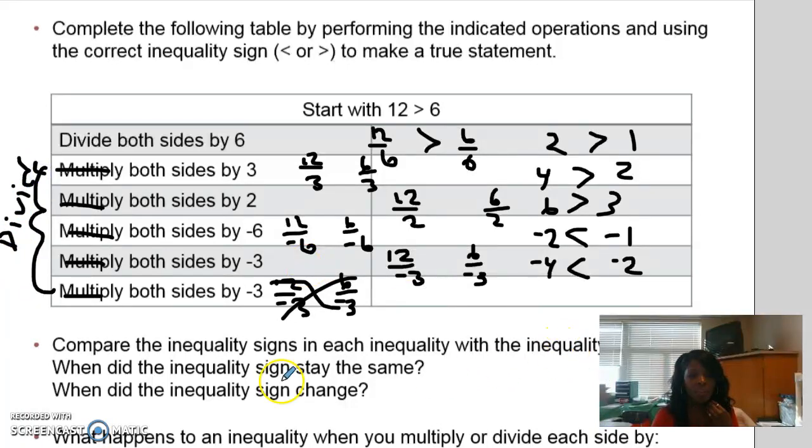Okay, so compare the inequality signs. We're doing that. But again, when we started dividing by a negative, just like when we're multiplying by a negative, we had to actually flip the direction of the inequality sign to make the inequality true. Let's go to the next page.